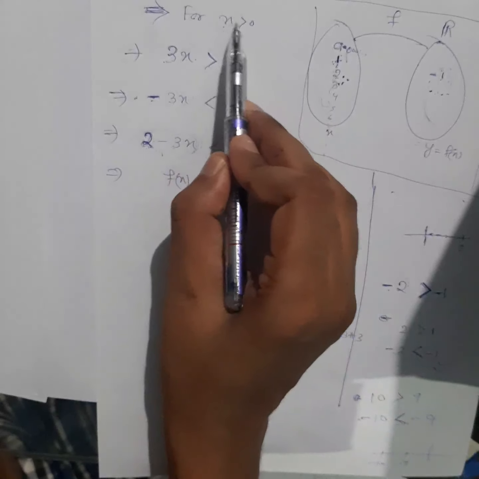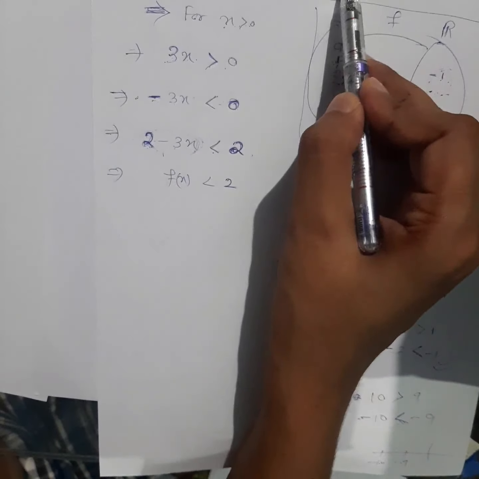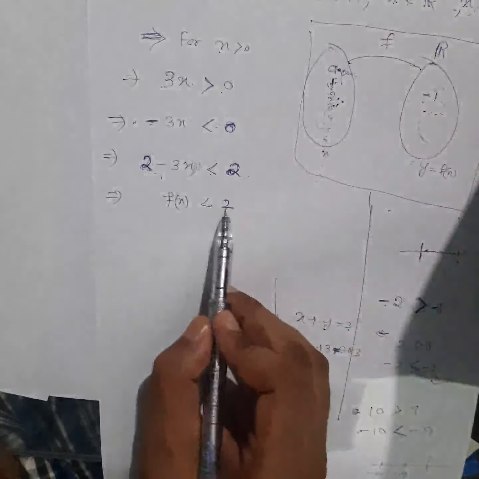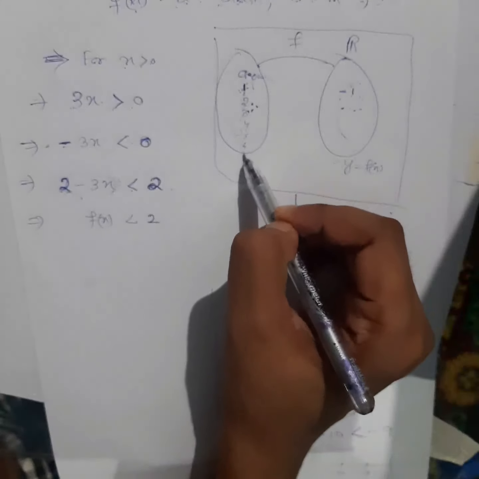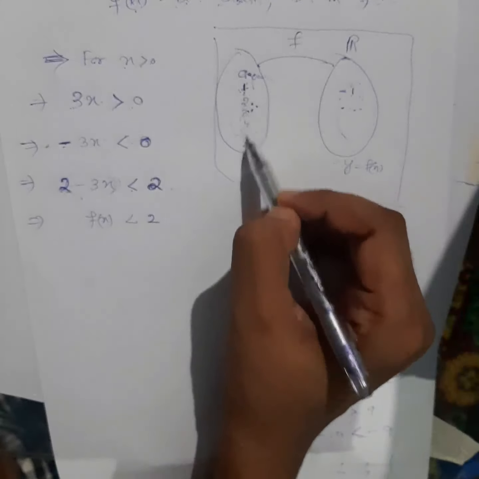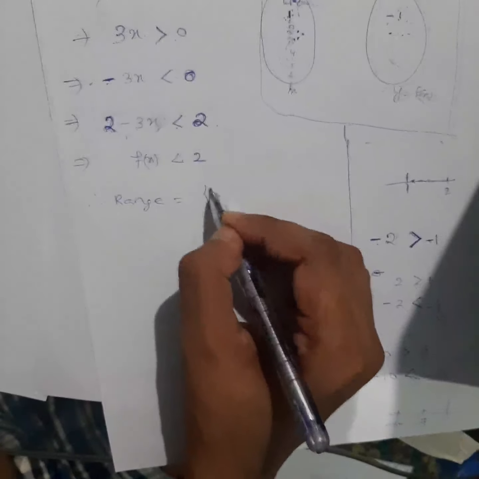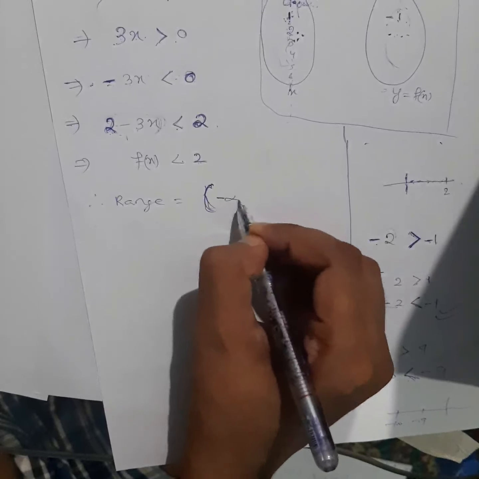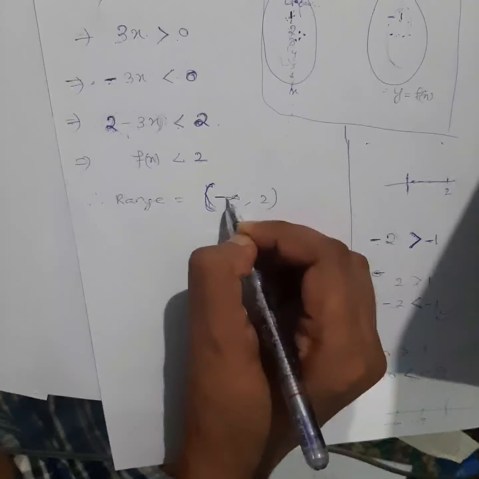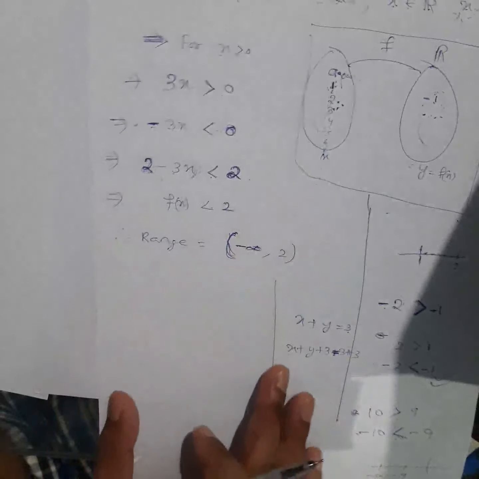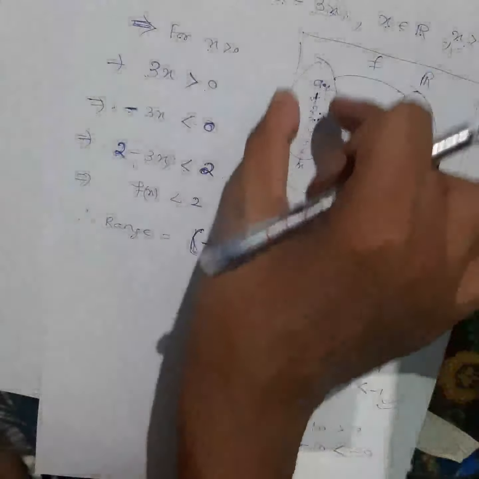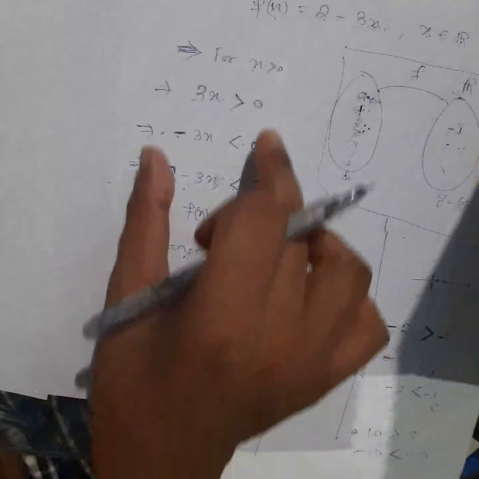So you can see for x greater than 0, when you take x greater than 0, whatever value you take, your y will be less than 2. So your y value is your range, right? Therefore range is equal to minus infinity to 2. I know this was a little weird for you, the way I have written here, because this is the first time you are doing this, right? I explained it logically, but you will find it complicated right now.